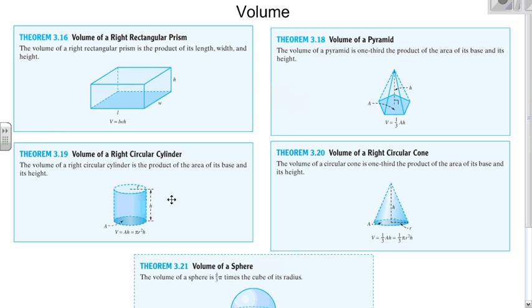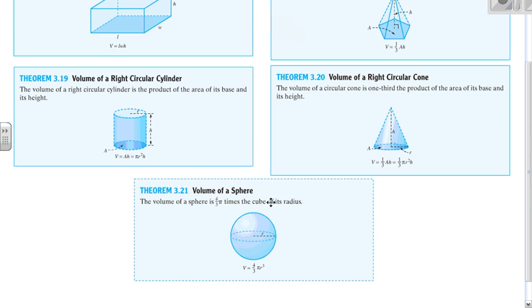Same thing for a cylinder. It's the area of the base times height, so pi r squared times the height. For pyramids and cones as well, it's the same formula, area of the base times height, but divided by 3, or times 1/3 for both pyramids and cones. And the volume of a sphere is 4/3 pi r cubed.